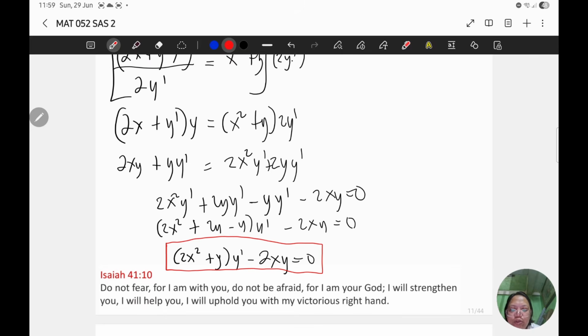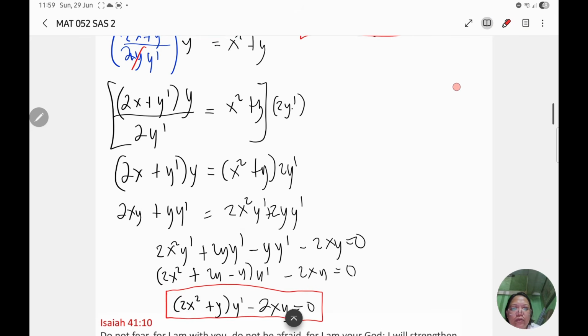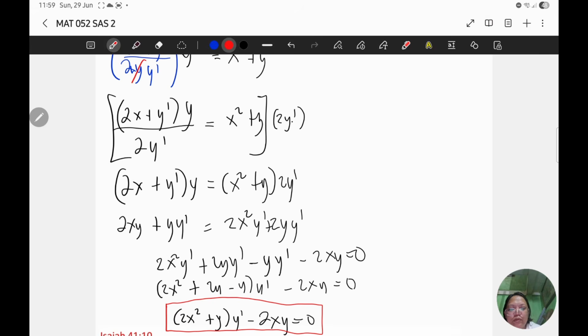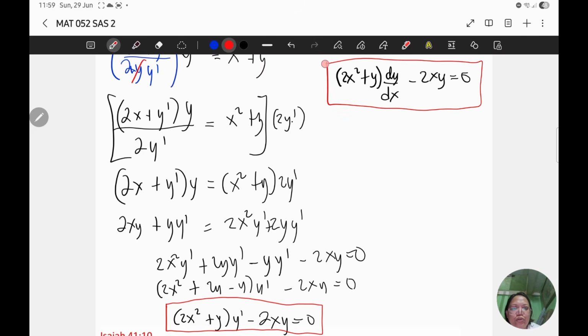Another way of writing our solution is by changing y prime into dy over dx. So we have 2x squared plus y. So y prime now is dy over dx minus 2xy equal to 0. So this is another way of writing our solution.